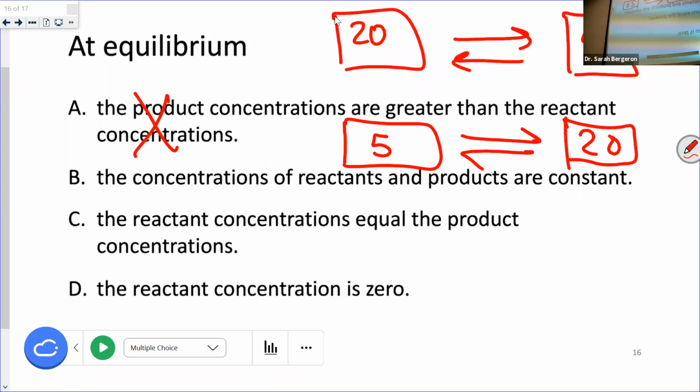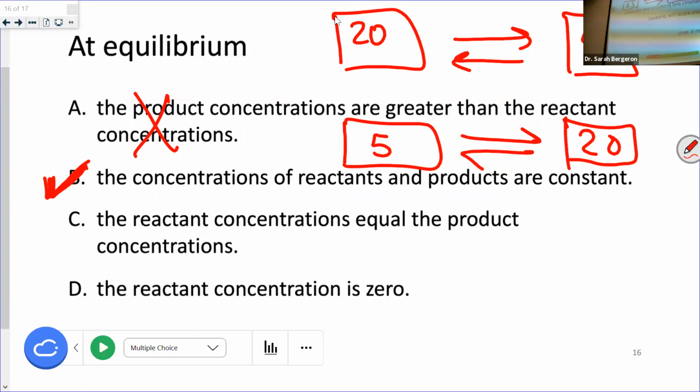How about B, the concentrations of the reactants and the products are constant. Can you ever change the number of players on the court? No, you're always going to have how many people on the court? 5. If 5 people leave the court and go sit on the bench, what's going to happen? 5 are going to get up from the bench and go get on that court, right? So what's your concentration of players on the court? 5 people per court, right? Always. So the concentrations of the reactants and products are constant if you are at equilibrium. That is true. That is absolutely true.